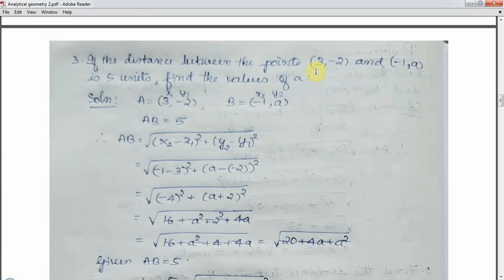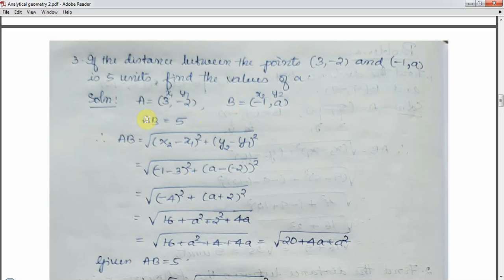If the distance between the points 3, minus 2 and minus 1, a is 5 units, find the value of a. Already the distance is given, you will have to find a point now. So the first point we will call A, that is 3, minus 2. Second point we will call B, that is minus 1, a. Already the distance between them, that is AB, is given to be 5 units.